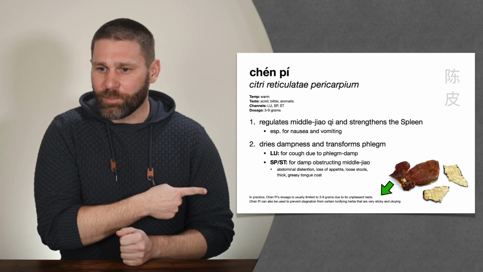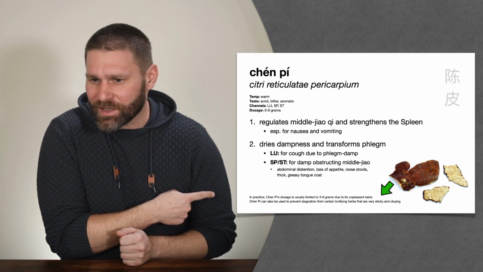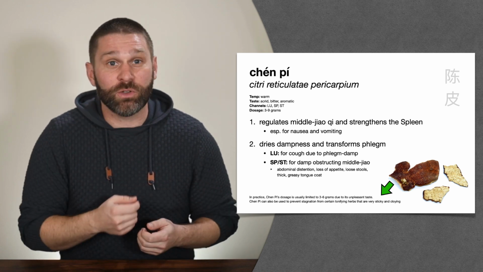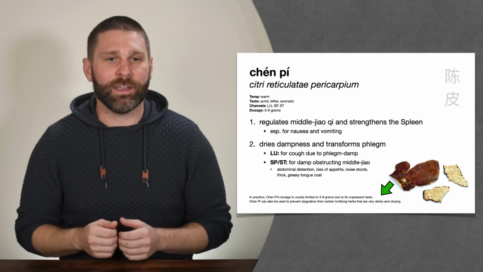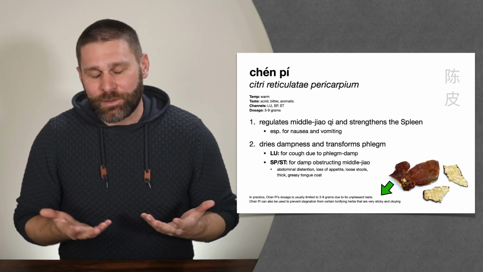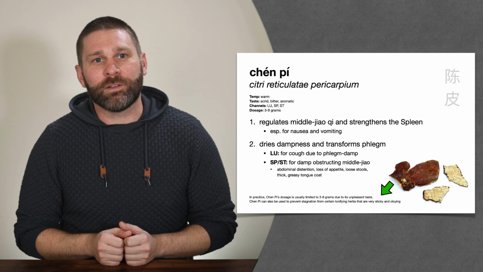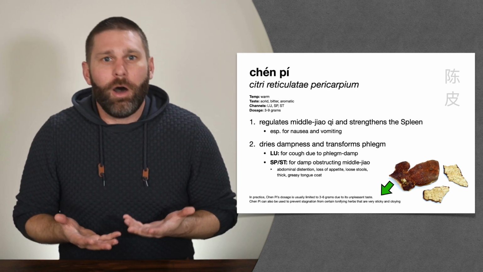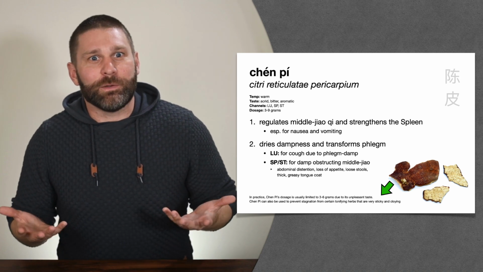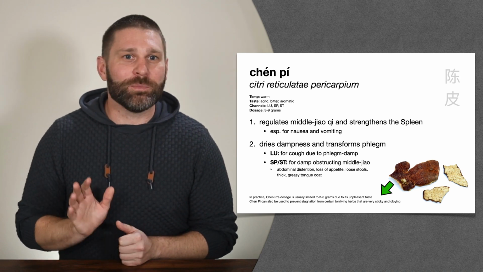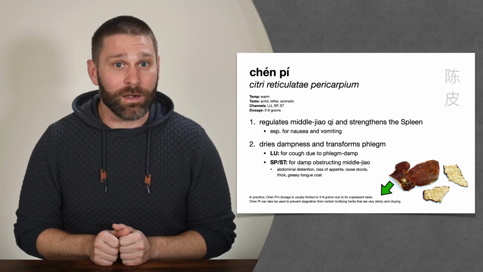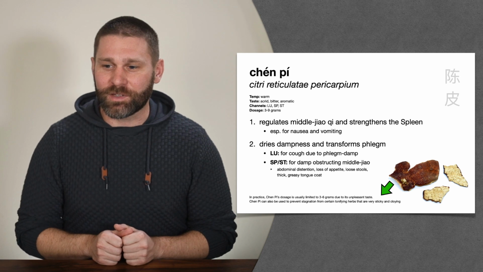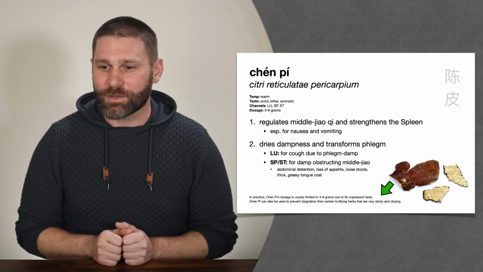We look at these notes at the bottom. First, this one is kind of funny. It says, in practice, Chen Pi's dosage is usually limited to 3 to 6 grams due to its unpleasant taste. That was a note from my Chinese teacher. I'm not sure if that's really true, but I think it's funny because to Americans, all Chinese herbs have an unpleasant taste. I don't think using a large dosage of Chen Pi is going to make a difference to the American palate. No matter what you use, the patient is always going to say your herbs taste bad, but that's kind of a funny note, so I left it in there.